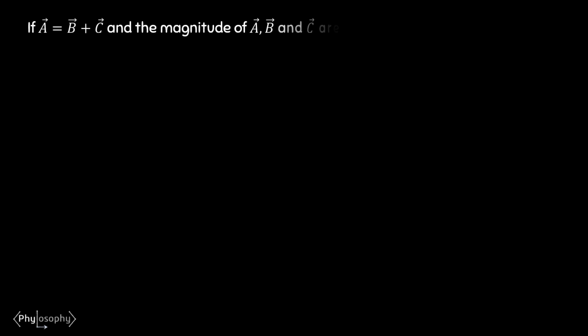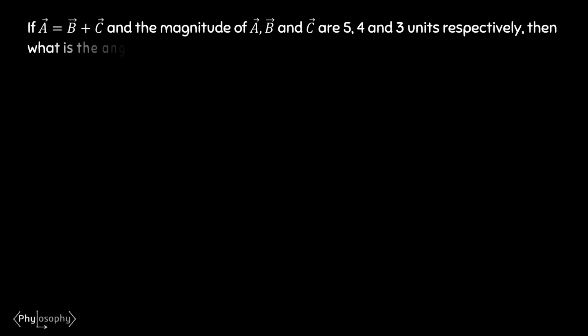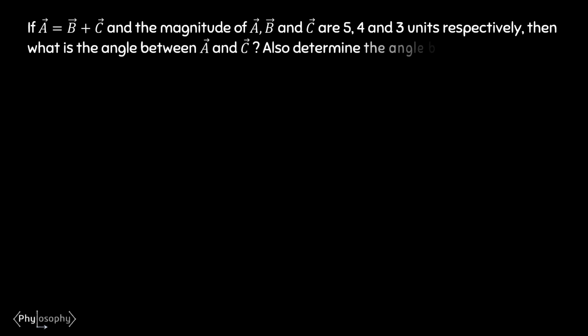In this video, we are going to solve one problem on triangle law of vector addition. The question is, if vector A is equal to vector B plus vector C, and the magnitudes of vector A, vector B and vector C are 5, 4 and 3 units respectively, then what is the angle between vector A and vector C? Also, determine the angle between vector A and vector B.